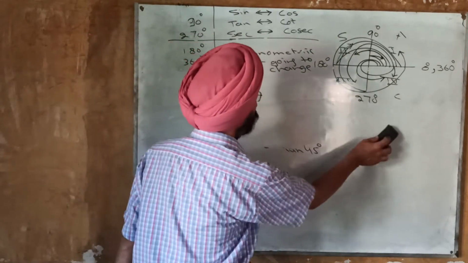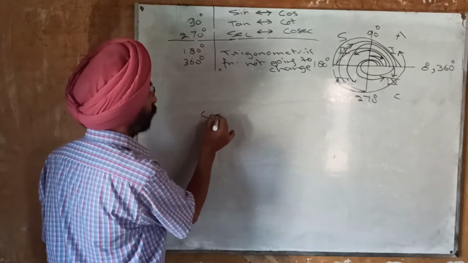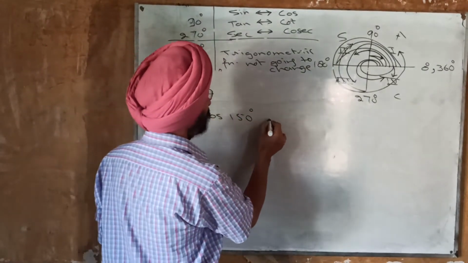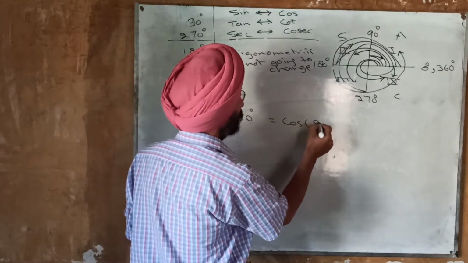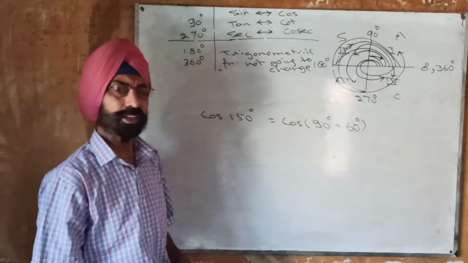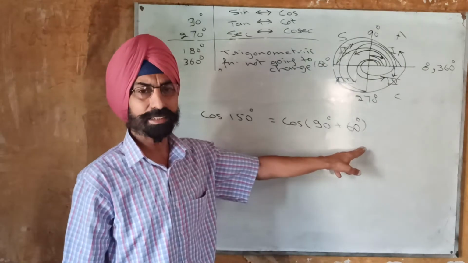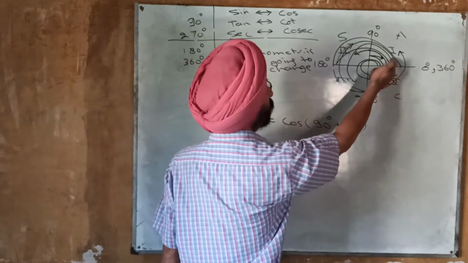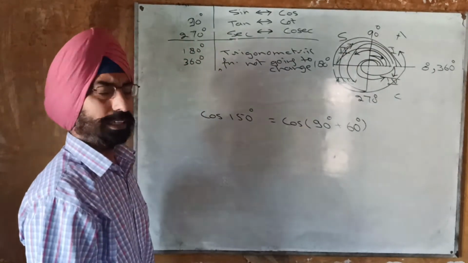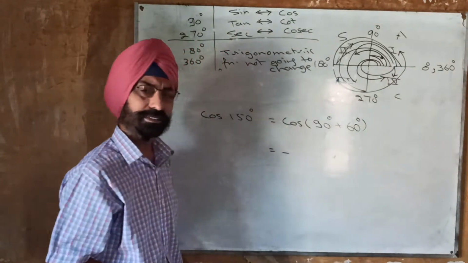Let us take one more. Let us find the value of cos of 150 degree. Cos of 150 degree, you can write cos 90 degree plus 60 degree. So this 60 degree will be your theta now. So it is cos 90 plus theta. 90 plus theta, it is your 90, and plus theta will take you into the second quadrant. In the second quadrant, your cos will be negative. So first put a negative sign here.